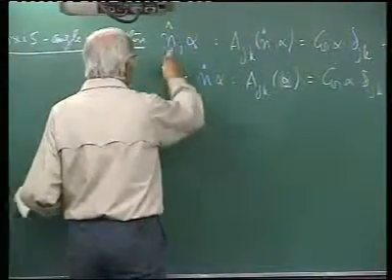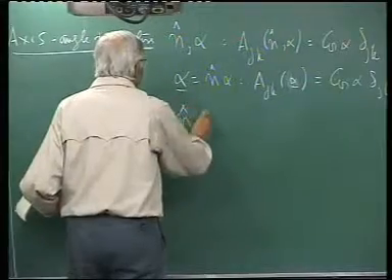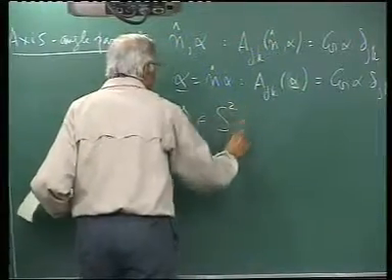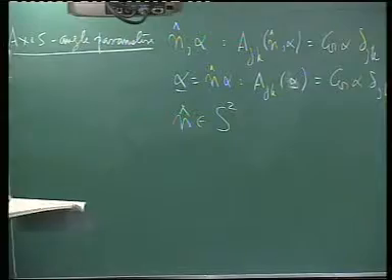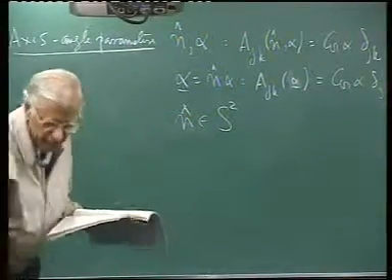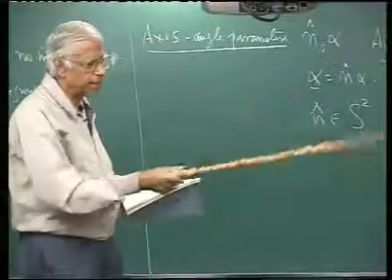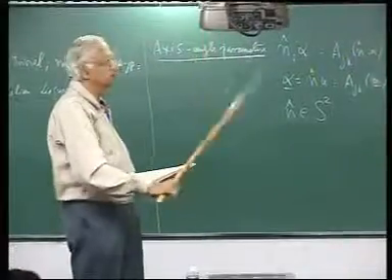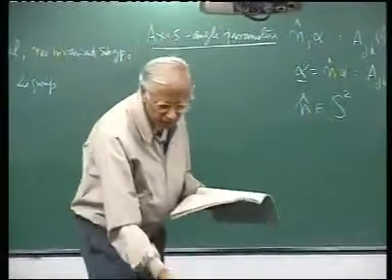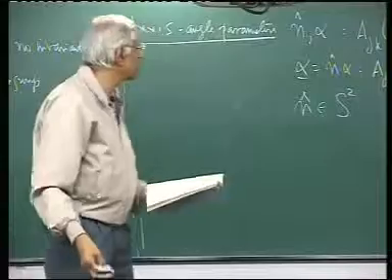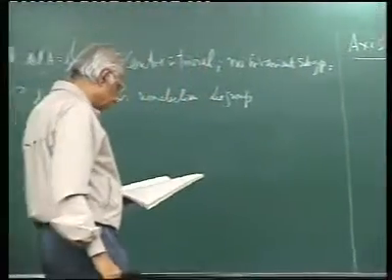Now, what ranges should we give to the axis of rotation and the angle of rotation? We will agree that the axis of rotation can be any direction in three-dimensional space. It can point from the origin to any point on the sphere, unit sphere S2.